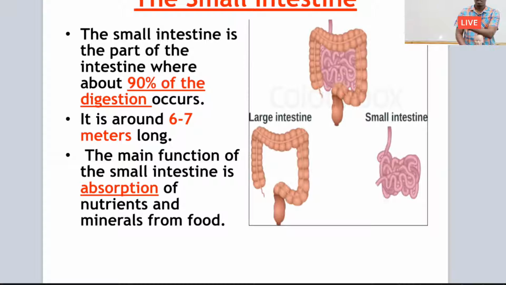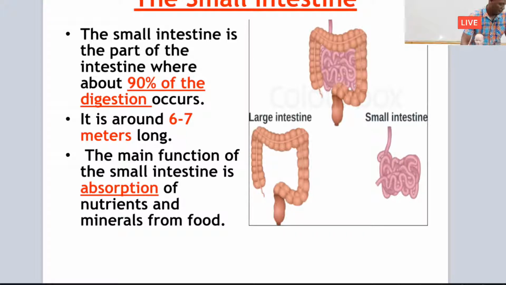digestion takes place. If we go back a bit more, we'll learn that it started in the mouth. But how much of digestion takes place in the mouth? How much of it takes place in the stomach? And we are learning here that about 90% of digestion takes place in the small intestines. Now, you might ask yourself, how long are the small intestines?